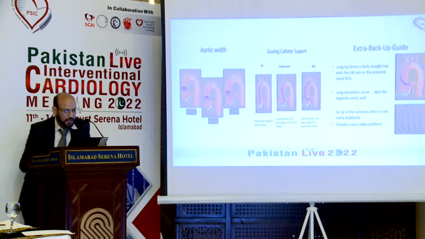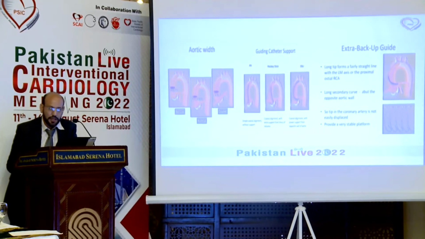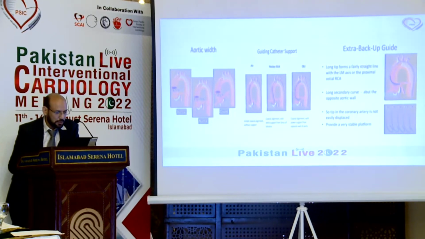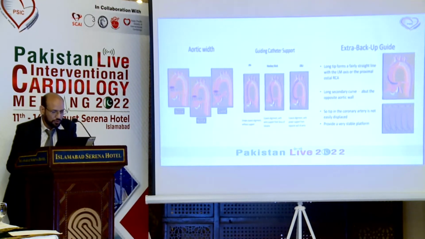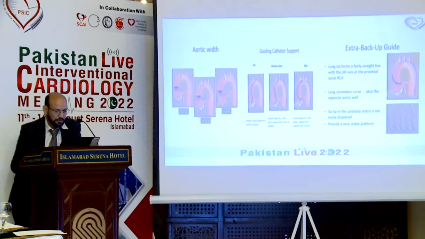So, selection of guiding catheter. The aortic width, you can see, is narrow in picture 1. It's 3.5 centimeter, our guiding size. Normally we use 3.5 to 4 centimeter. In dilated roots, we use 4 centimeter.